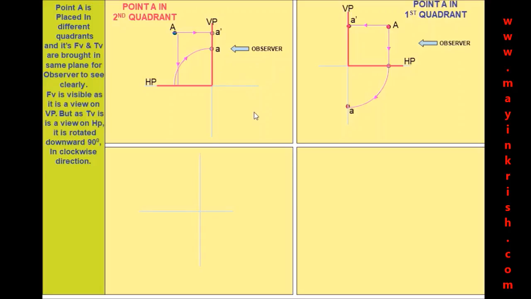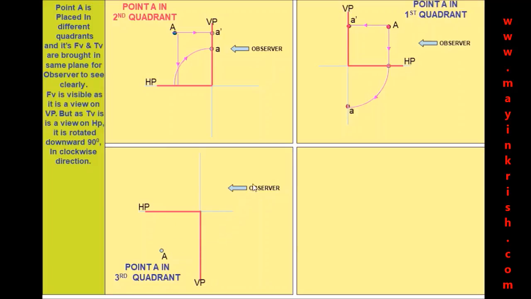Similarly, let me start with the third quadrant. In the third quadrant, we are going to define the projections of the same point A. And to know whether the point A is in the third quadrant in terms of the observer's point of view, let me start with a few terminologies. The terminologies are: it is below HP and it is behind VP.